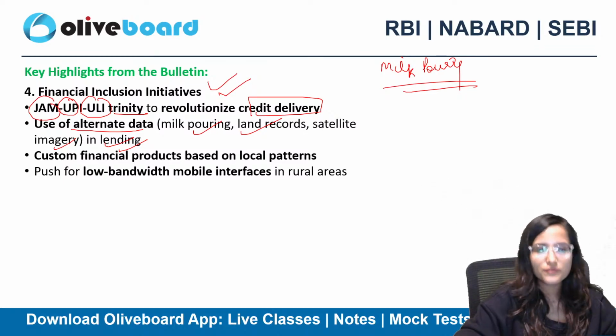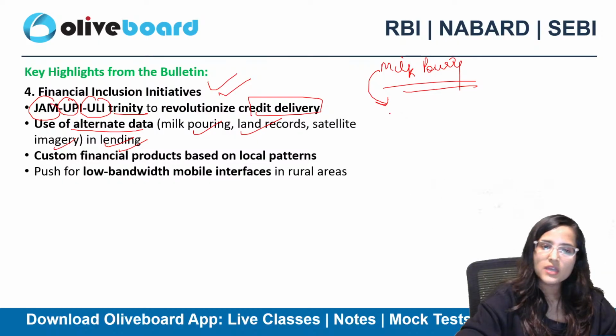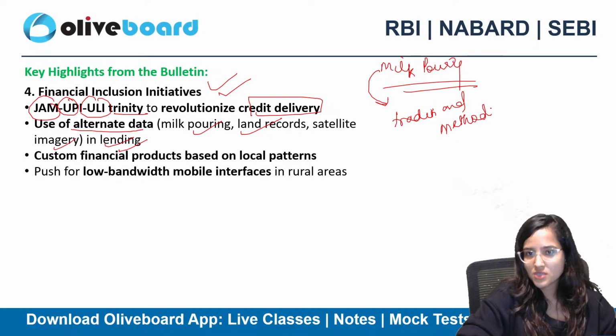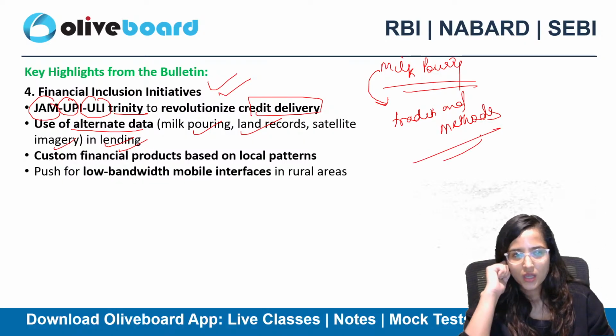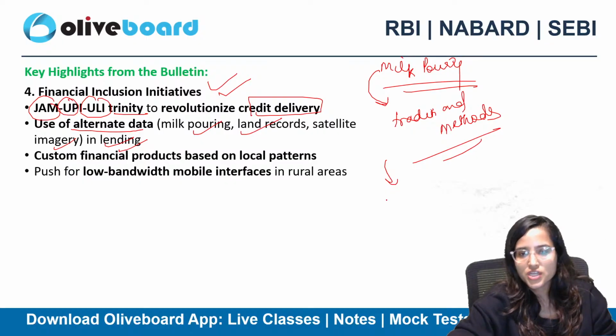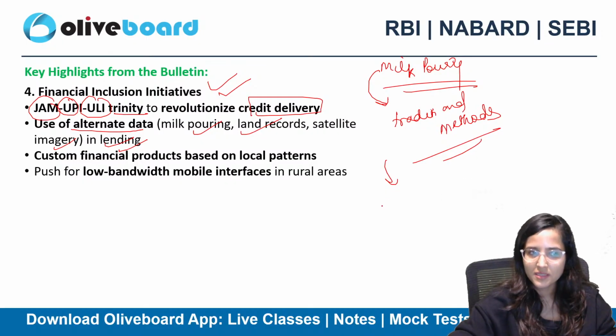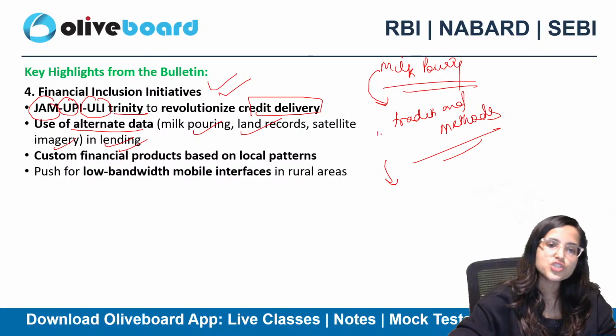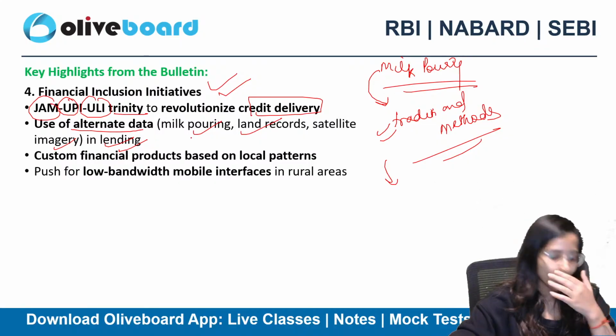It is a kind of alternative data only, wherein you're not using the traditional methods for obtaining data, but you are focusing on the use of, say, artificial intelligence, or using alternative methods like satellites, and different methods which are not traditional. That is what is called milk pouring over here.